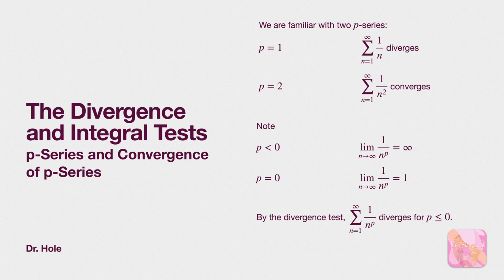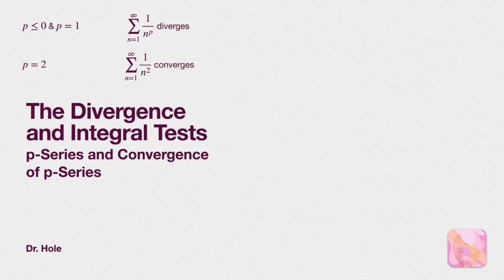Wow, we're off to a pretty good start here. Let's record this down. That we know for non-positive p's, the p-series diverges. For the positive p equaling 1, i.e. the harmonic, we have a divergent p-series. And thanks to our integral test example, p equaling 2, we have a convergent p-series.